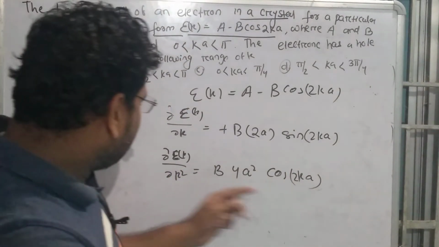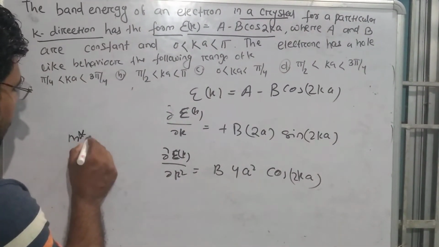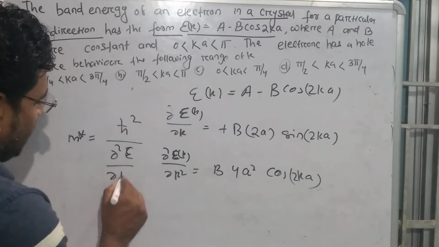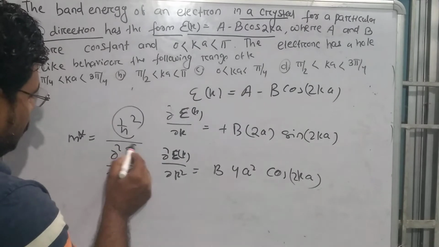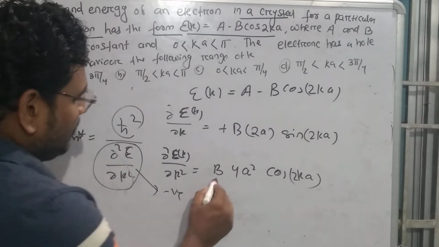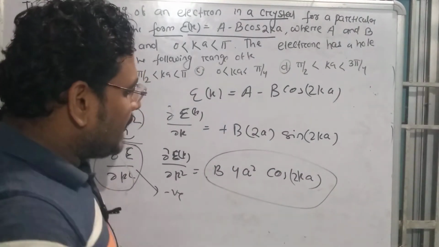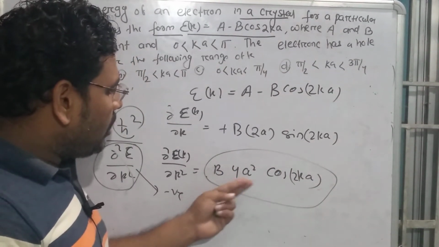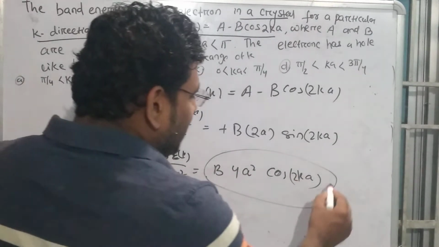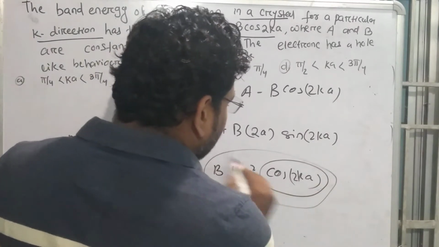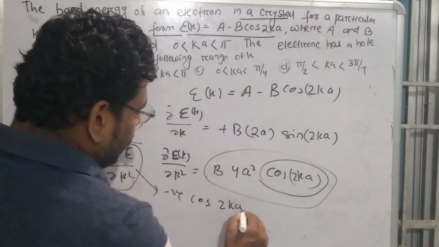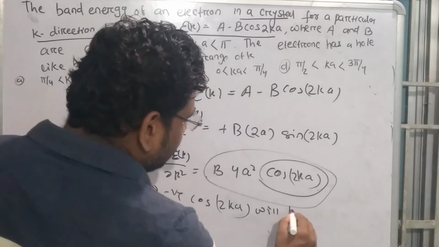Now this is the second derivative, and the effective mass is nothing but h square divided by del square epsilon by del k square. Since h square is a constant, the effective mass will be a negative quantity when this expression is negative. Here B is a constant and a is the lattice constant, so this will be negative when cos 2Ka is a negative quantity.